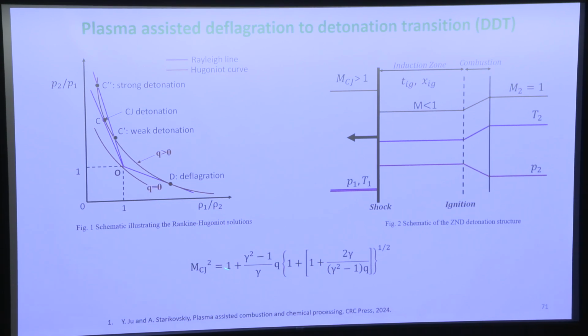And CJ velocity is a function of heat release and gamma. That's it. Once you give me heat release and gamma, my velocity is determined. Very simple. But the question is, look at this diagram. This is the flame. This is detonation. How does it get from here to here? Anyone in the combustion class tell you how it goes from this point to that point?